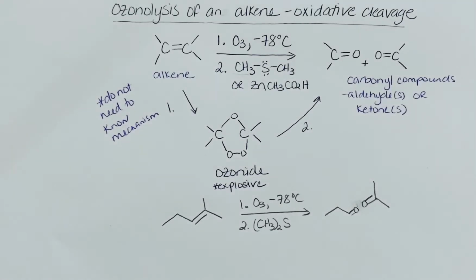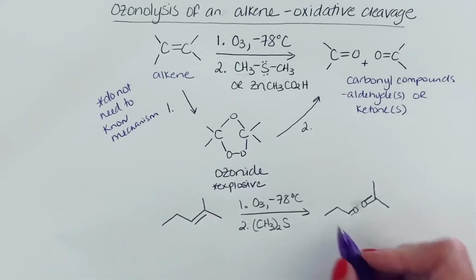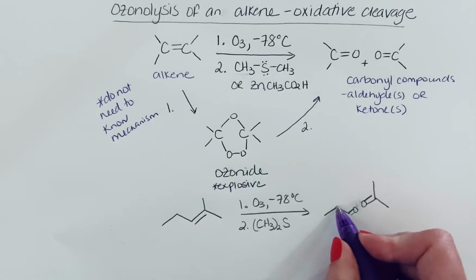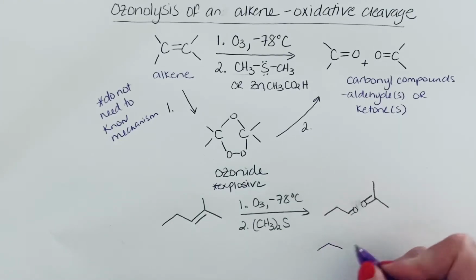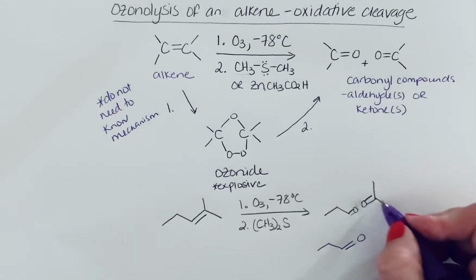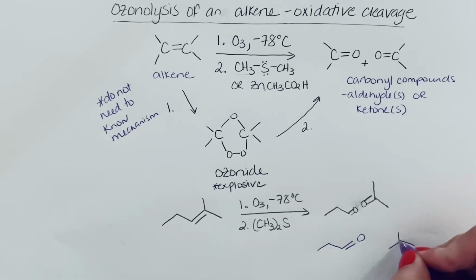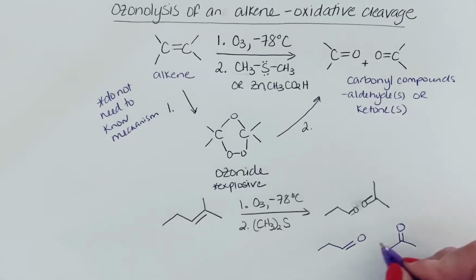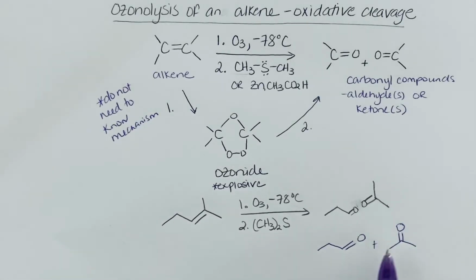And so if I want to draw those products to make them look a little bit better, I can see that I have a 1, 2, 3 carbon atom aldehyde, and I have a 1, 2, 3 carbon atom ketone. And those would be the products from the oxidative cleavage of this alkene.